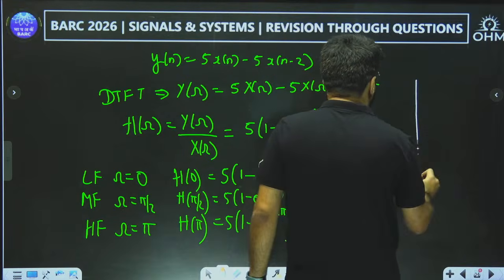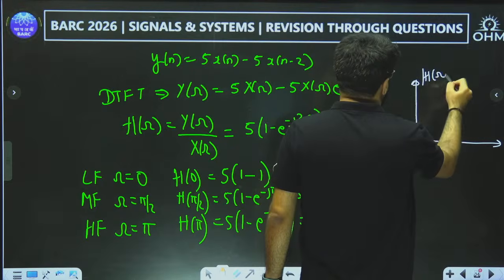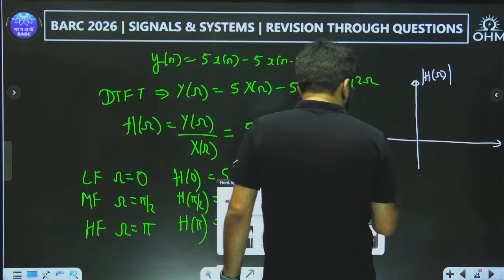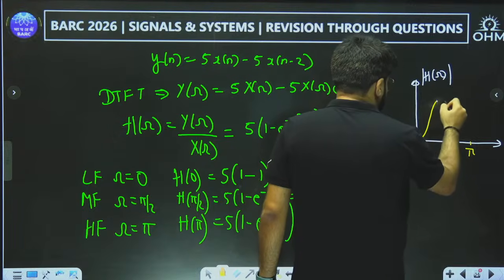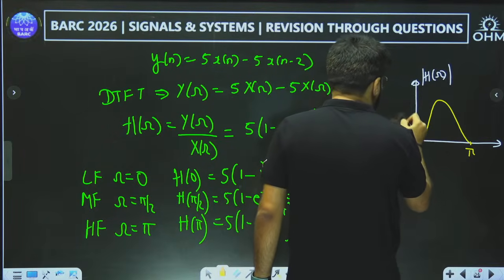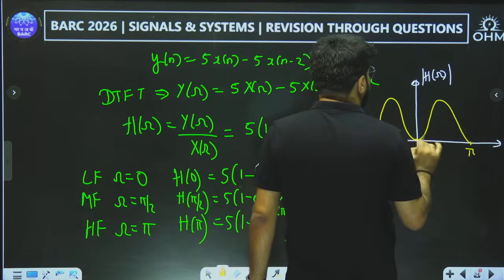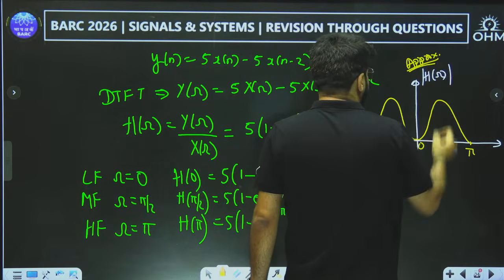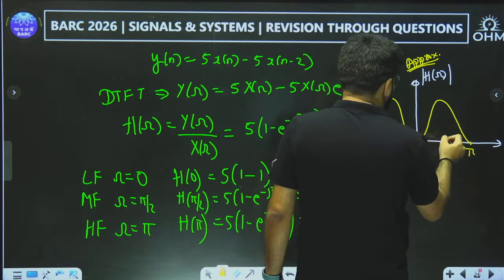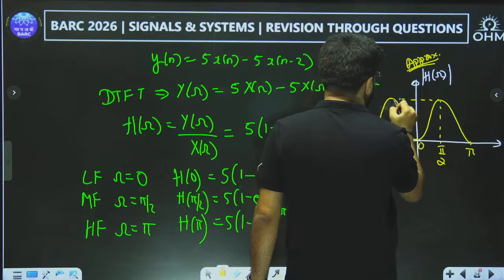If I have to draw an approximate curve showing only the magnitude response, modulus of H(omega), it starts with 0 and at the high frequency, it ends at 0. Approximate. Magnitude spectrum is always even symmetric, identical to the left and right. And at the frequency pi by 2, the gain obtained was 10.